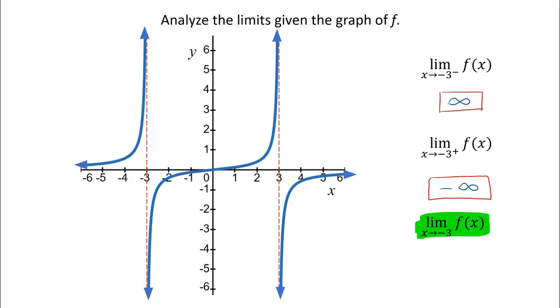Well, as we approach negative 3 from the left, we found that our limit tended toward infinity. As we approach negative 3 from the right, we found that our limit tended towards negative infinity. Therefore, the left-sided limit and the right-sided limit do not agree. And when limits do not agree from the left and from the right, we know that our limit does not exist.